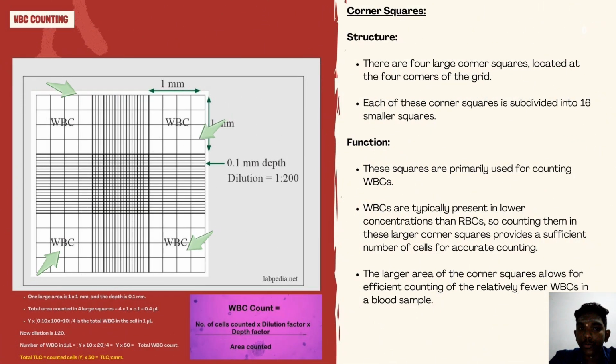Move on to the corner squares. There are 4 largest corner squares located at the 4 corners of the grid. Each of these corner squares is subdivided into 16 smaller squares.